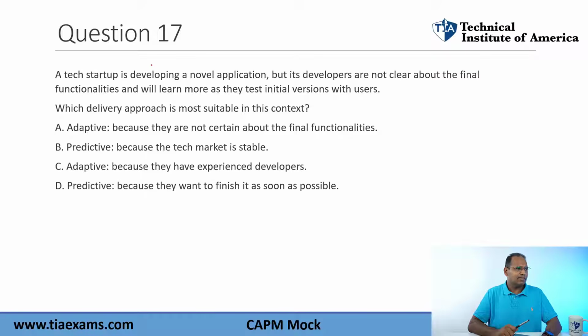Number 17. A tech startup is developing a novel application, but its developers are not clear about the final functionalities and will learn more as they test initial versions with users. What delivery approach is most suitable? All right, so we say they're developing a novel, something very unique. They're not clear about the final. So if they're not clear about the functionalities, which one are we going to go with? Adaptive, because they're not certain about the functionalities.